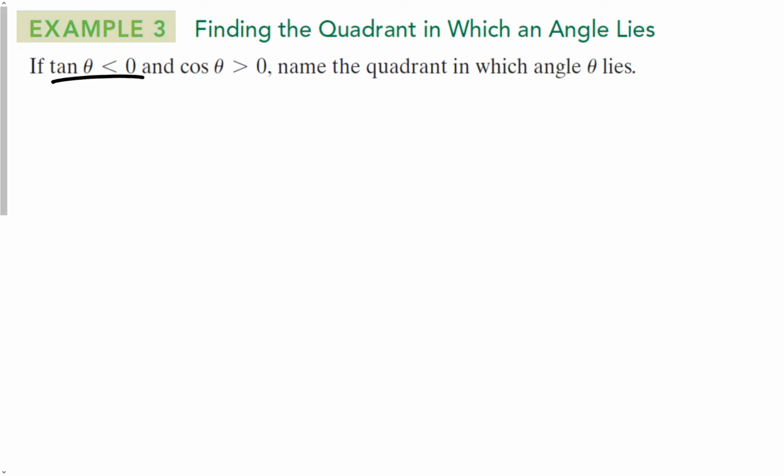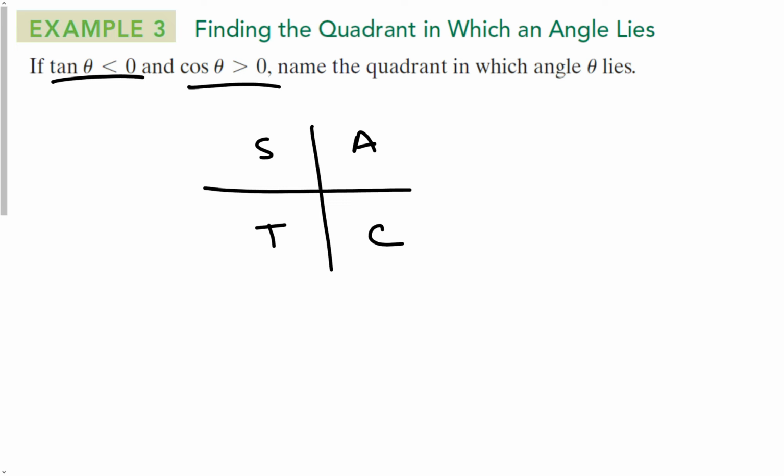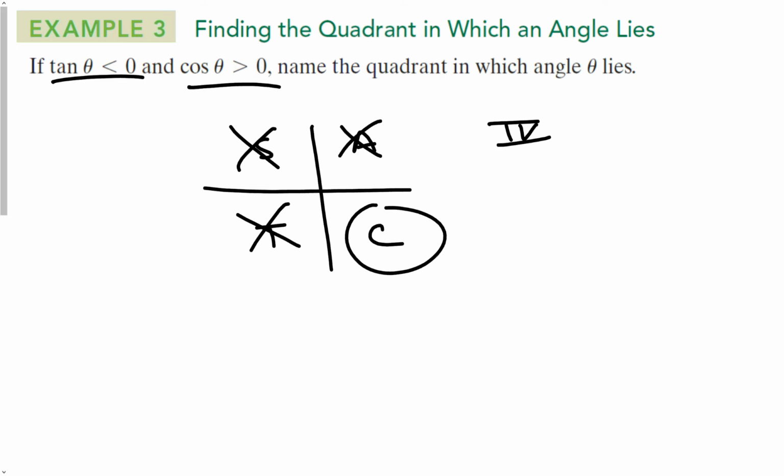Tangent is negative, cosine is positive. What quadrant is theta in? So all students take calculus. Well, tangent is negative. Can't be there, can't be there. Cosine is positive. Can't be there, we're there. We are in quadrant 4. So the answer would be quadrant 4. All right. And you do it just like that, okay?